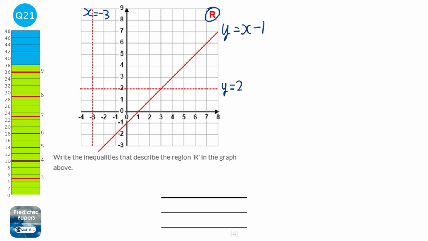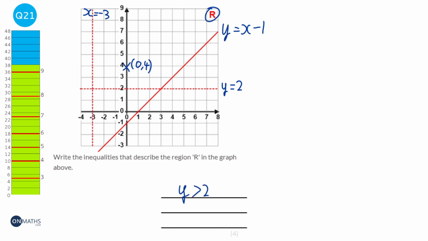So we're looking at the region which is here, and we can pick a point in the region. I normally try and pick a nice easy one, so let's pick 0, 4. So 0, 4 is in our region. So 0, 4, let's compare that to our y equals 2. Well, what is that compared to 2? Well, it's actually greater than 2, so it's y is greater than 2.